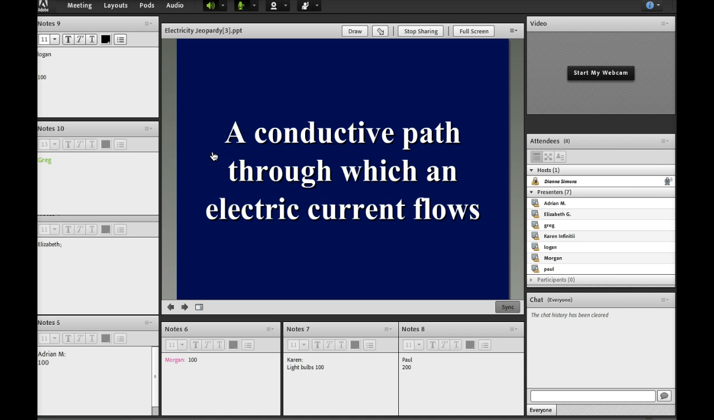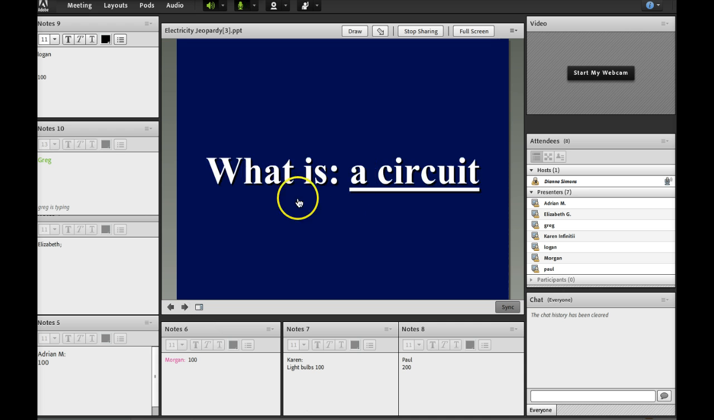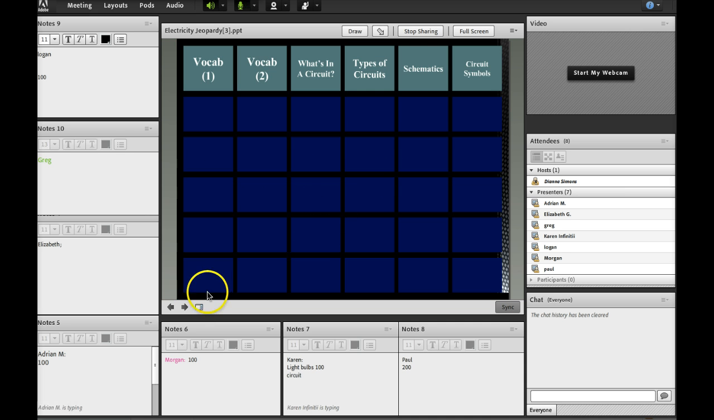Okay. So a conductive path through which an electric current flows. It's okay, think about it. If you're just looking at the picture, the current is going to go through the what? What are those things, those pictures that you have? They're either in parallel or they're in series. They have a battery. They're called a... not everybody at once. Paul, what are they called? Circuit. Yes, they're called a circuit. Excellent. You get points for that.